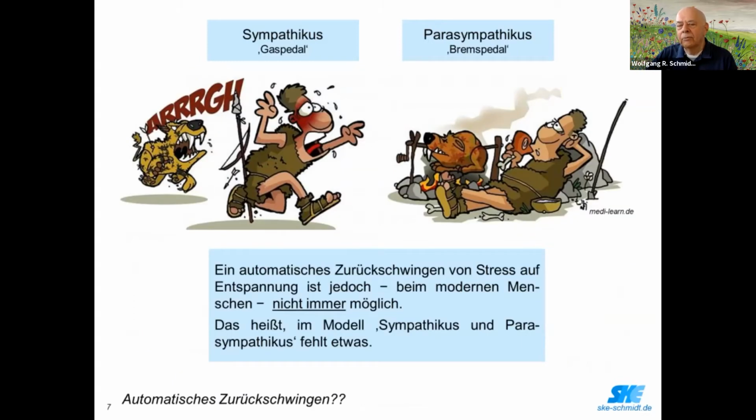Now this used to be an automatic swing back, but we notice specifically with modern people, this automatic swing back from stress to relaxation is not always working. This means that something is missing in the sympathetic and parasympathetic model. Something is missing. And what is this?